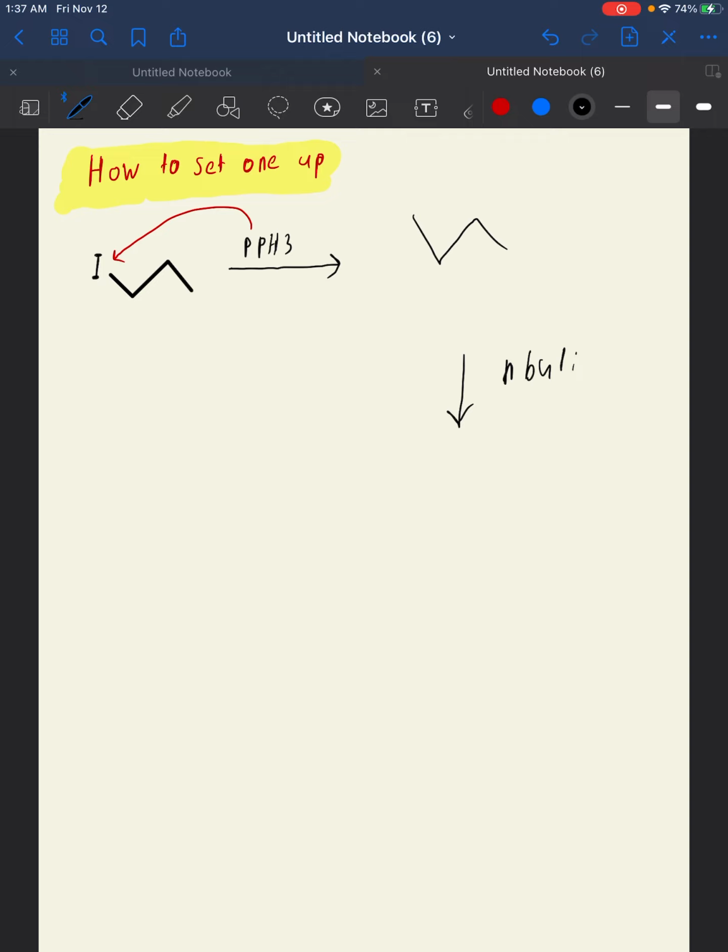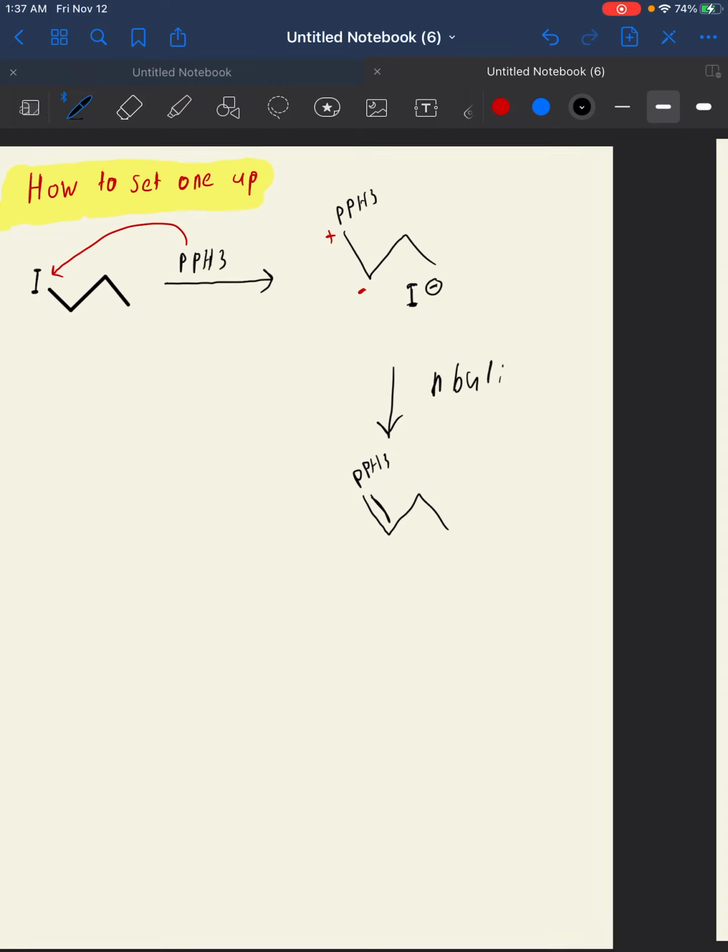You're then going to get something that looks like this. This is your intermediate. This is positively charged, this is negatively charged, and then there is iodine out here, floating around with a negative charge also. Now when you react this with n-BuLi, you actually get what is used for the Wittig reaction, which is this bad boy right here. And now we can react this with ketones and aldehydes.